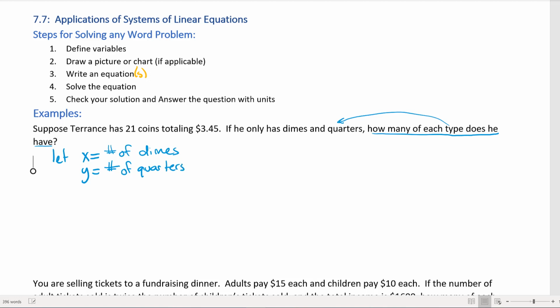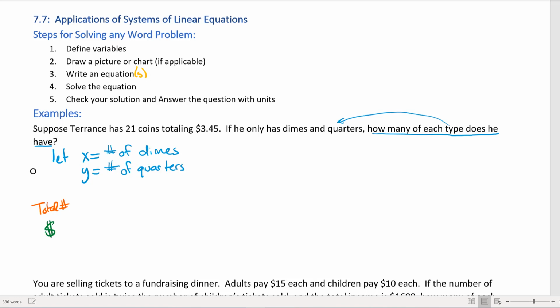Now we need to write two equations. There's no pictures to be drawn, so we're going to skip that step and go on to write the equations. Now there's two types of equations that we'll be talking about. We have 21 total coins, so we have the total number equation, and then we have another equation that's going to be talking about money.